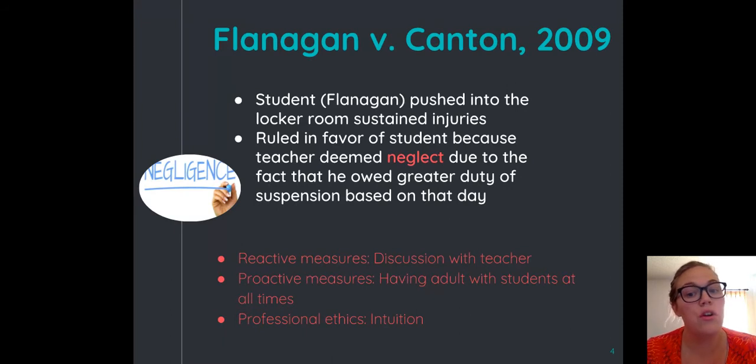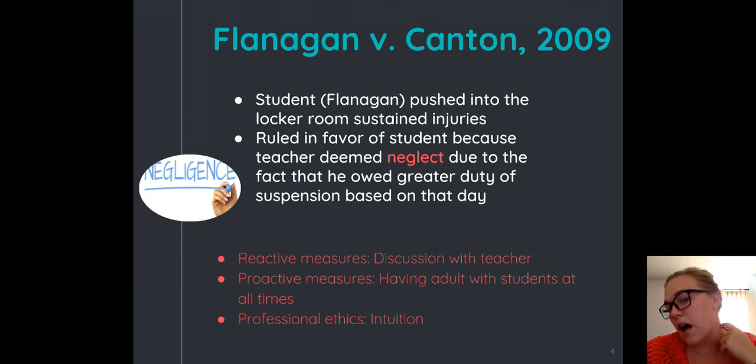So a reactive measure in my school would be a discussion with the teacher. In our school, we have a policy where there needs to be an adult with students at all times. So whether that's teachers out in the hallway, or paras in the rooms when, say, a teacher needs to go to the bathroom, if a para is in the room, then that's okay, as long as there's some adult in the room with the students at all times. So a proactive measure is having adults with students at all times, just to have that proximity so those incidents don't happen, and so they also have an adult accountable as well.